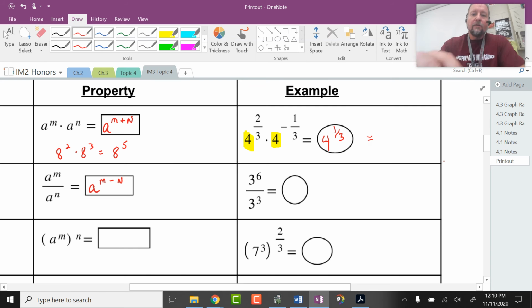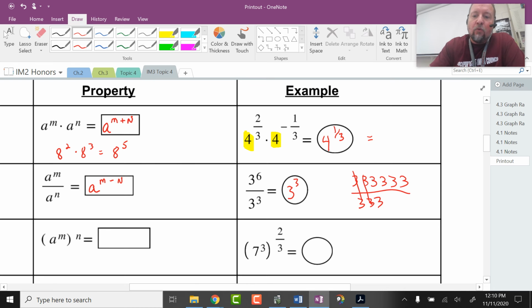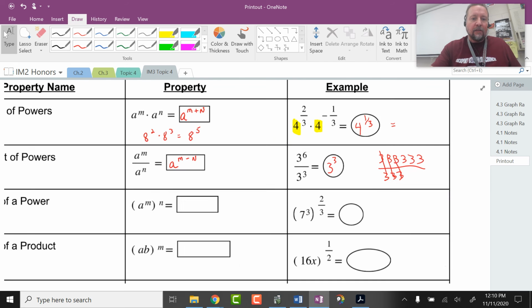Okay, it worked. This ends up just being 3 to the third, 6 minus 3. 3 to the 6 is 6 3s multiplied together. 3 to the third is 3 3s multiplied together. Boom, boom, boom. You have 3 3s up in the top. So that's why it's subtract the exponents. I really like to show people that when we're looking at these rules here.